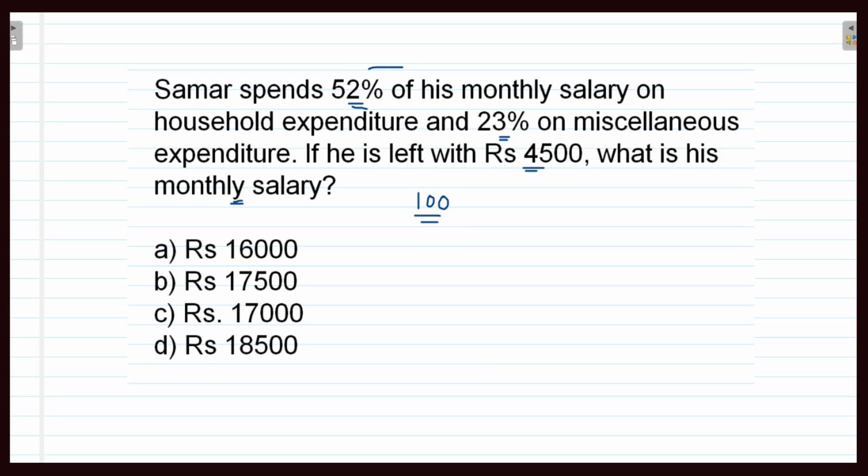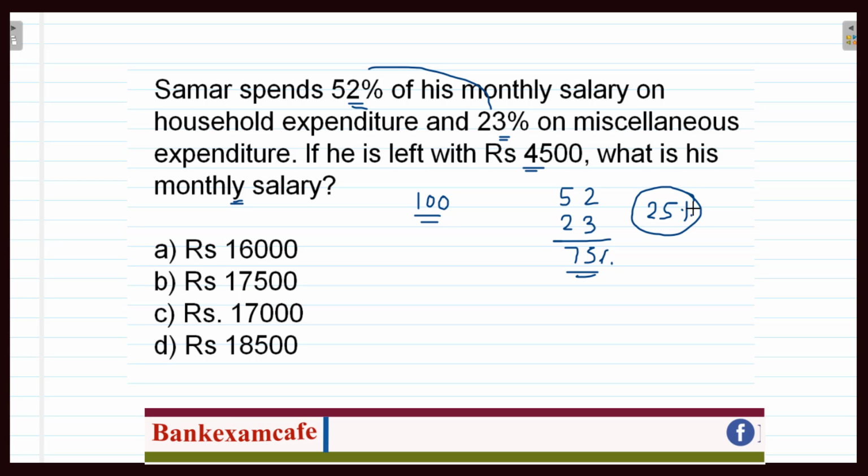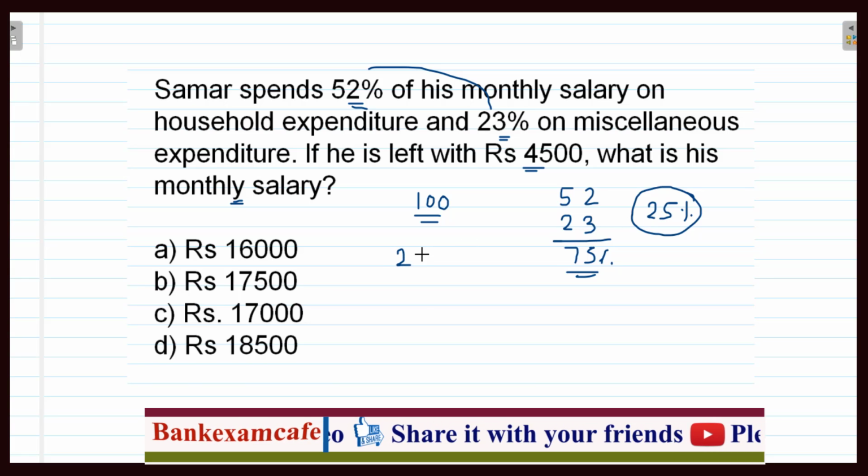So how much percent has he spent? He has spent 52% and 23%. It means in all he has spent 75%. What is left with him? 25% is left with him. So out of 100 rupees, how much will he leave? 25 rupees. So when 25 rupees is left, his income is 100 rupees.